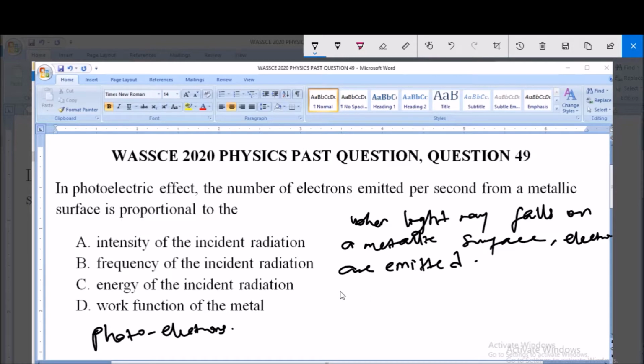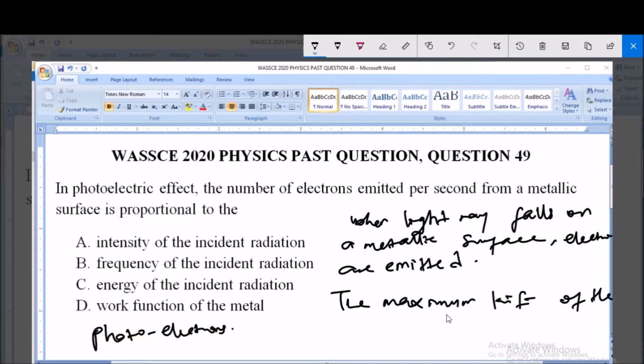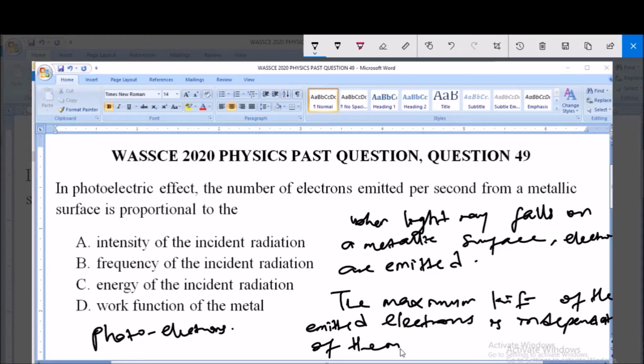Now the maximum kinetic energy of these emitted electrons, that is the maximum KE of the emitted electrons or the photoelectrons, is independent of the intensity of the incident radiation. That is, it does not depend on the intensity of the incident radiation. So therefore making option A invalid.